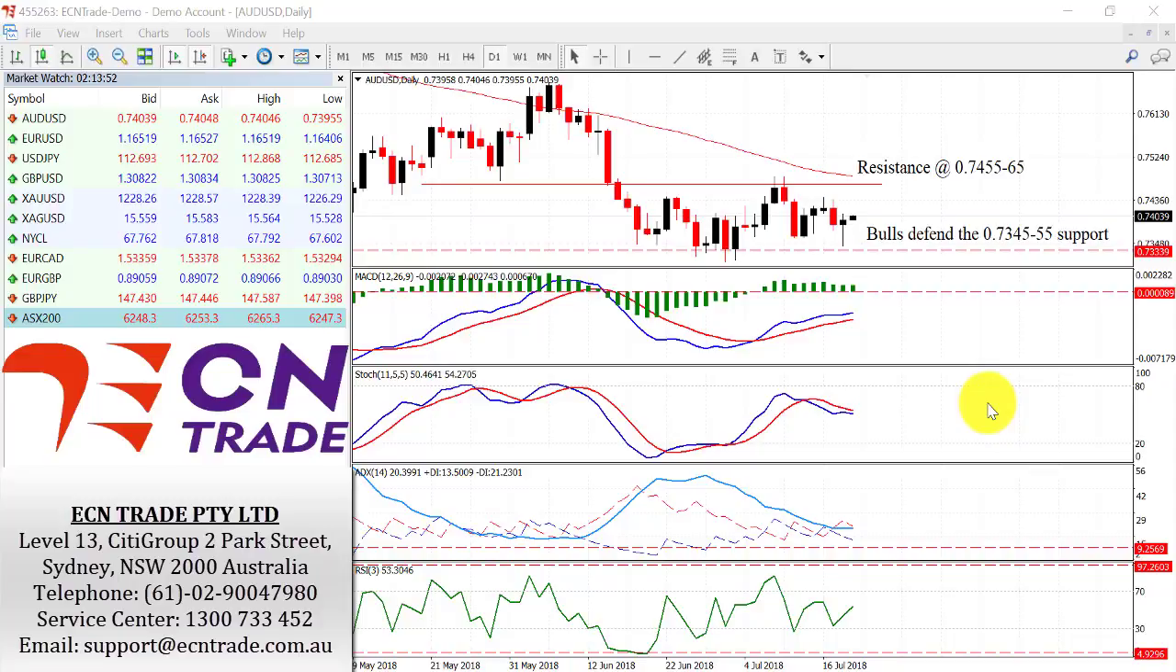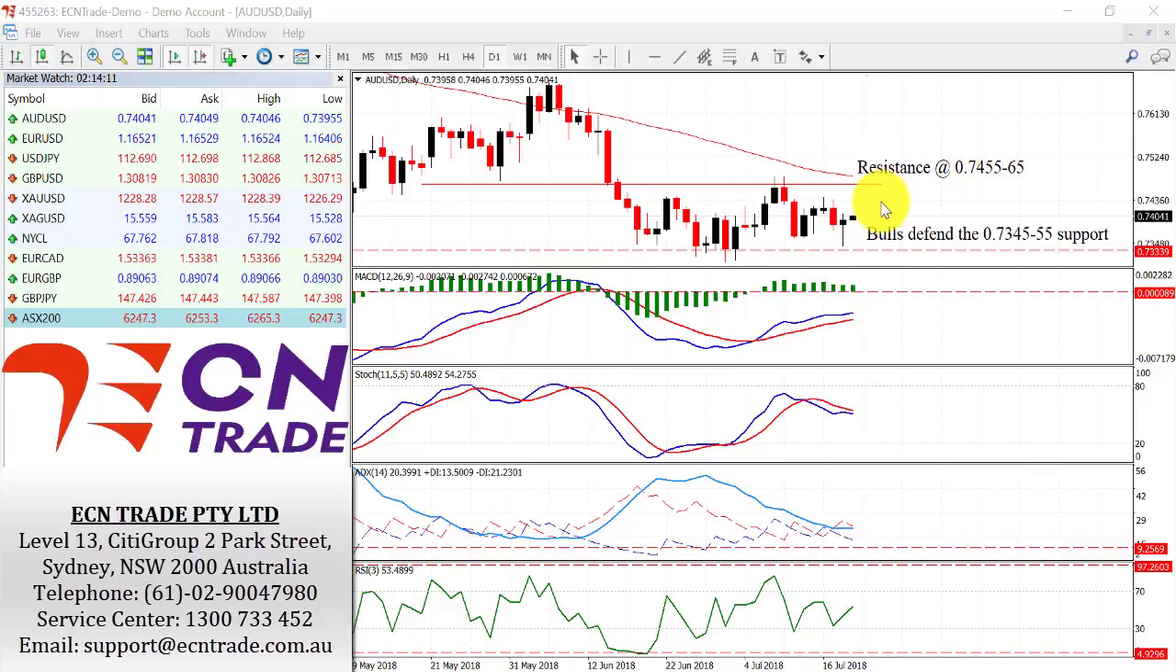Well, overnight the Australian dollar did take a hit to the downside and went for the challenge of 73.45-55 before staging quite an impressive rally and now attempting to reclaim the 74-cent region and look towards 74.55-65.